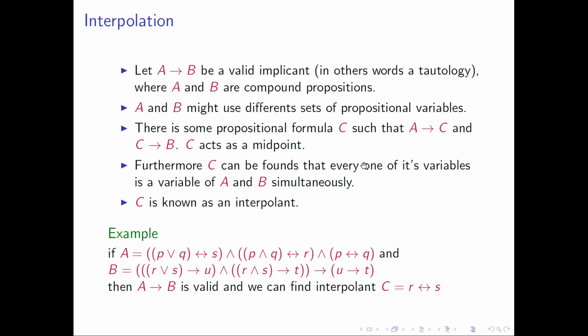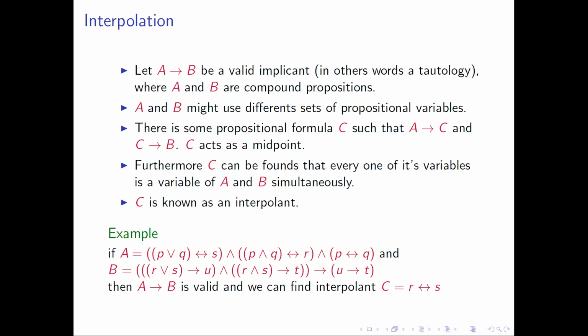I want to mention some practical result from propositional logic, something that's very special to propositional logic. It might not be obvious to everyone. It might be something that you may have figured out, but you probably haven't seen it as an actual stated theorem. So this is interpolation. Let A imply B. So let this be a valid implication, which means, in other words, that this conditional is a tautology.